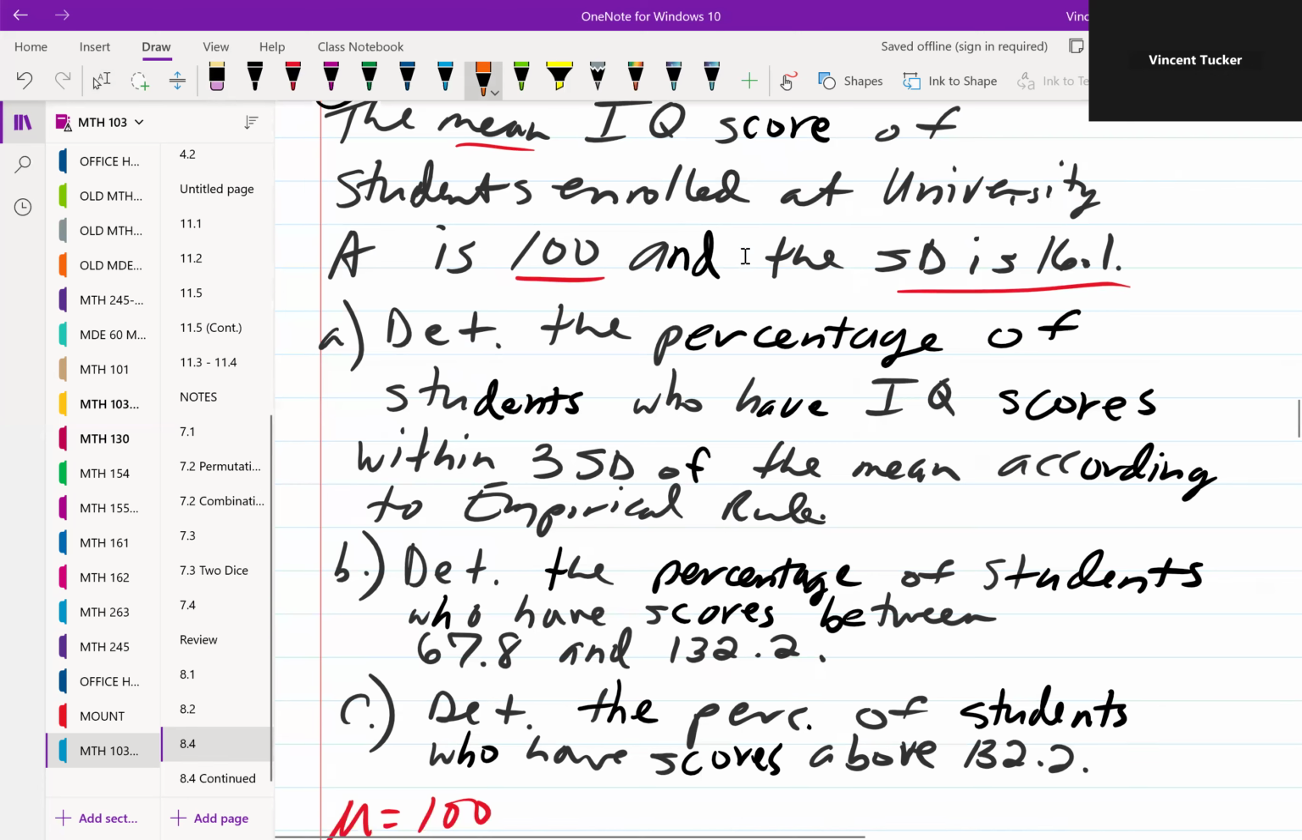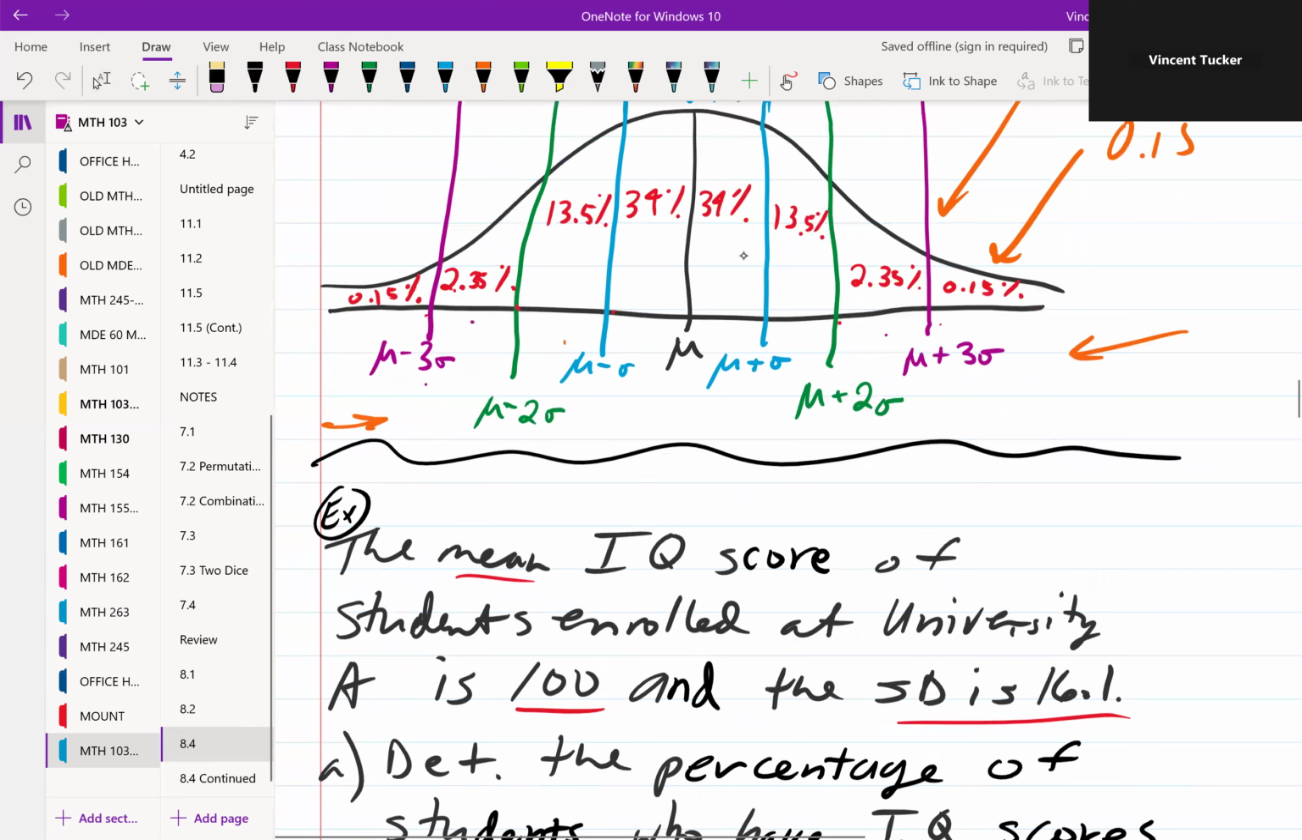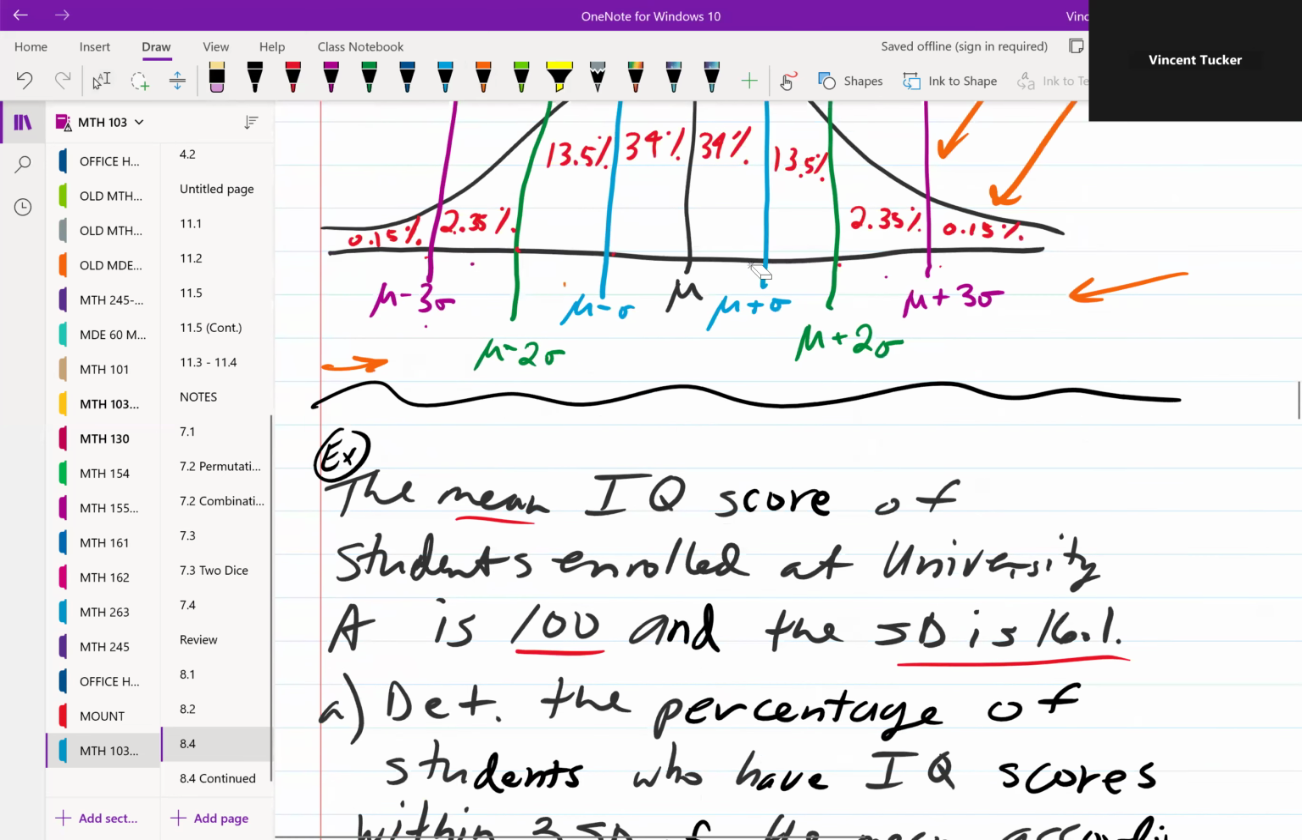All right, first we're going to look at the given pieces of information. They give us the mean and the standard deviation. Now, when you go back to your empirical rule, you have your mean in the middle, but then you have 3 values to the right of your mean, and then 3 values to the left of your mean. So we're going to calculate those 6 values.